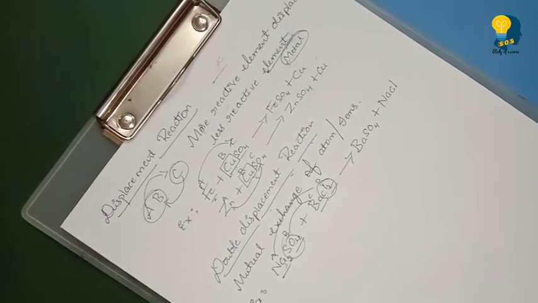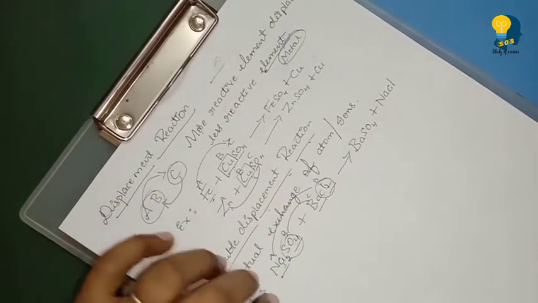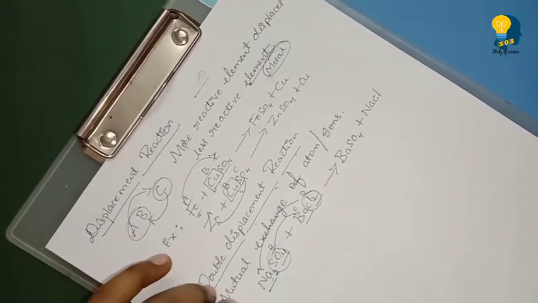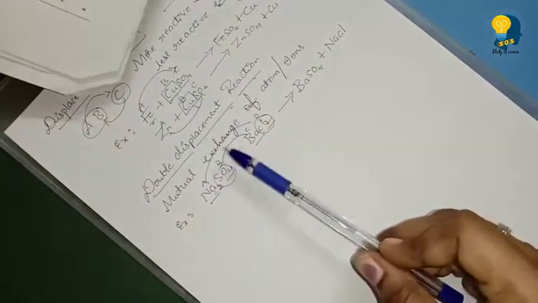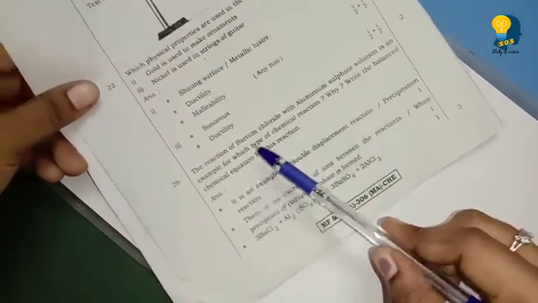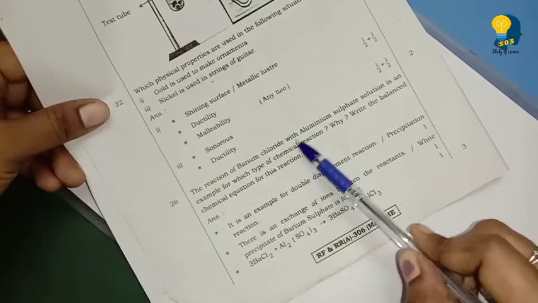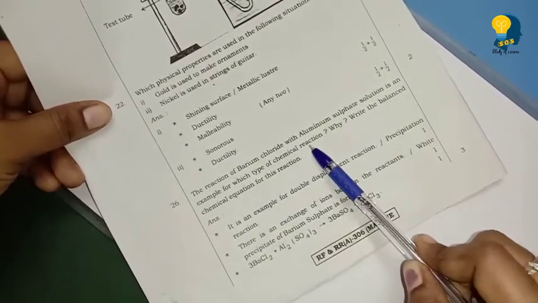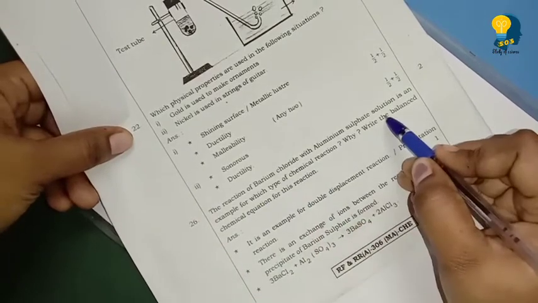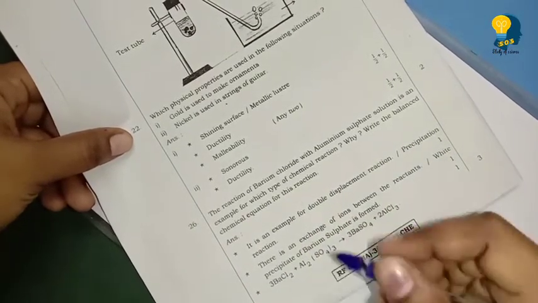See, in the examination, this year's examination also had the same double displacement question. I'll show you the questions. Friends, this year also they have asked a question from the double displacement reaction part. You can see: the reaction of barium chloride with aluminum sulfate solution is an example of which type of chemical reaction? If you see the question, you have to understand. It is very easy to understand.